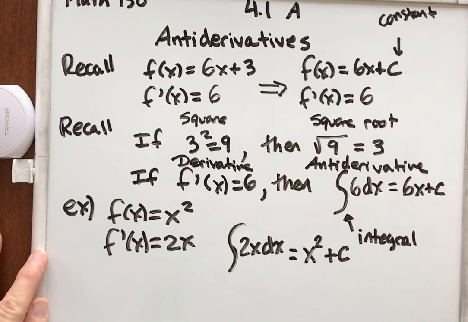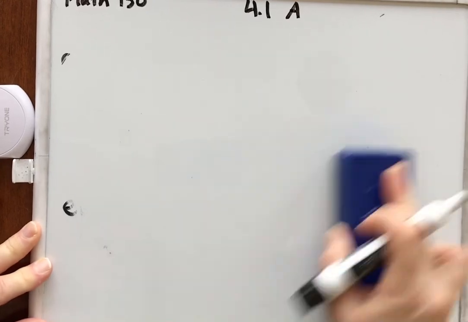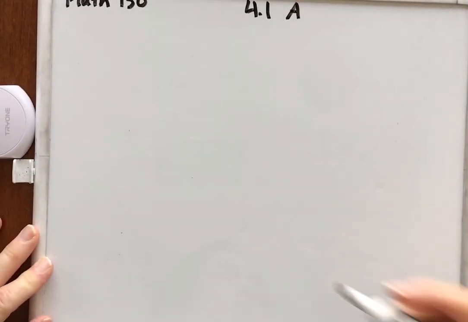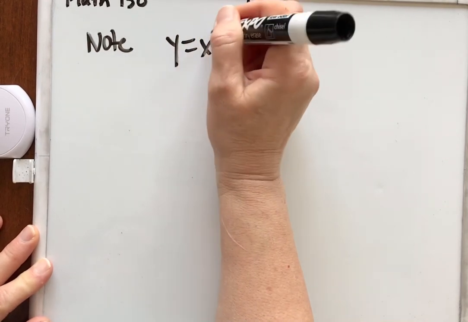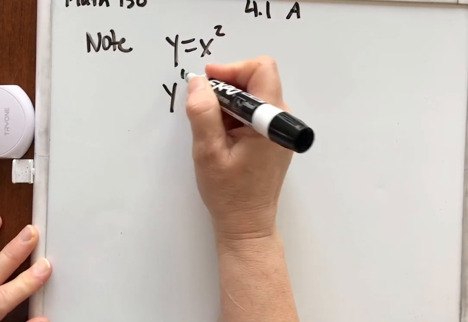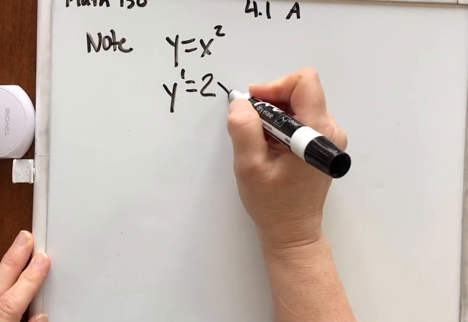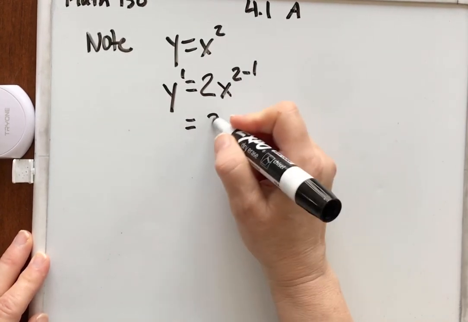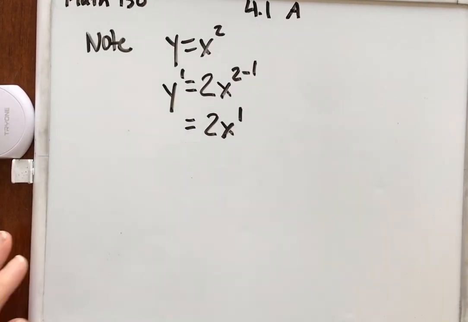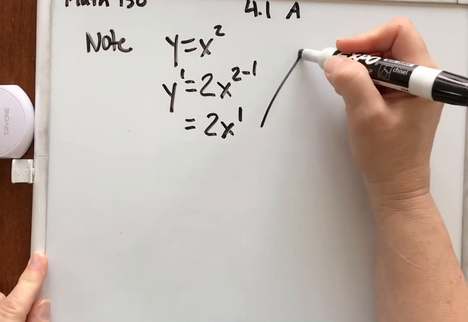Okay, so note something. I'm going to erase this and continue. Okay, note, y equals x squared. If we do this the long way, y prime equals, we bring the 2 down, and then we minus 1. And that equals 2x to the 1. Now I'm leaving it to the 1 on purpose to show you something about integration.